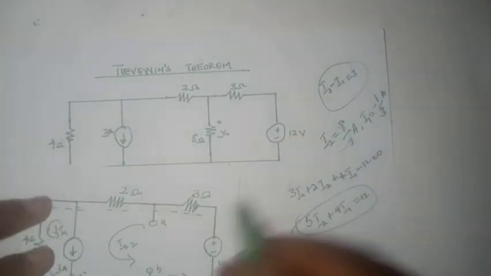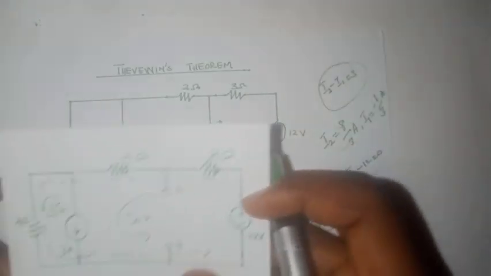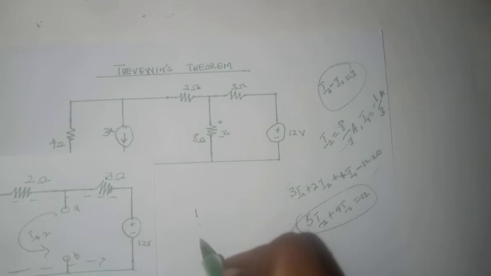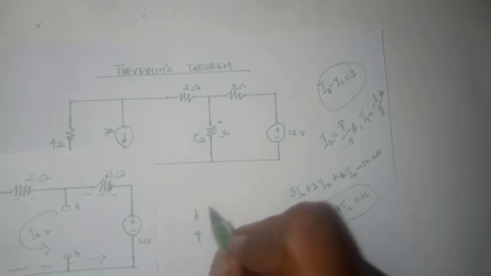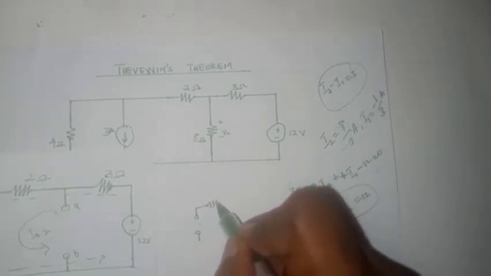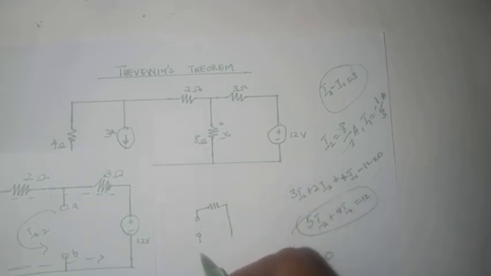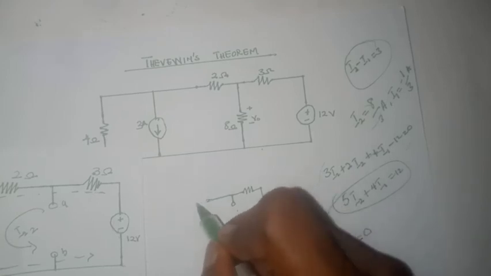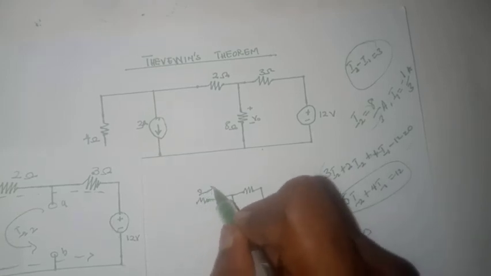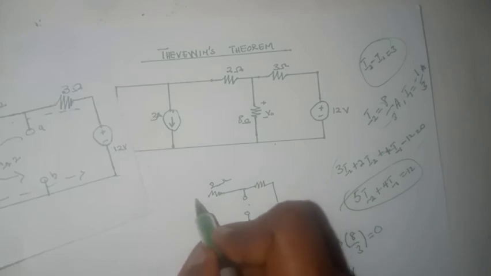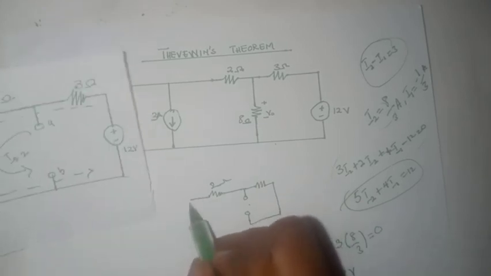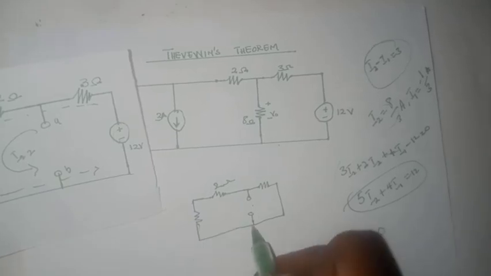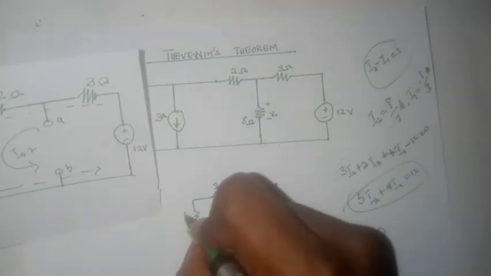Now, we are going to go ahead and redraw what the circuit looks like when we turn them off, and it will look something like this. We have 3 ohms, then a short circuit, it comes here, then we have 2 ohms, then we have an open circuit, then we have 4 ohms. The circuit will look something like this.